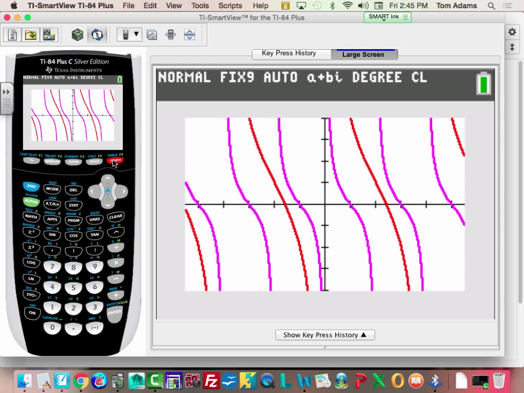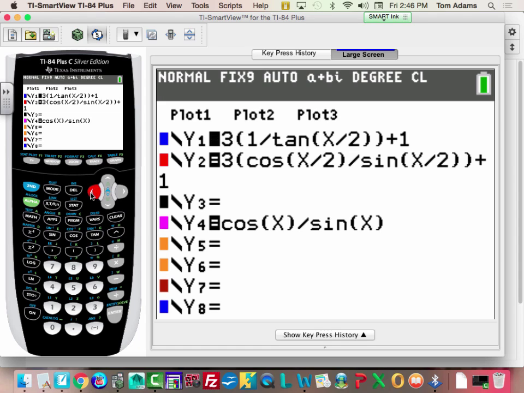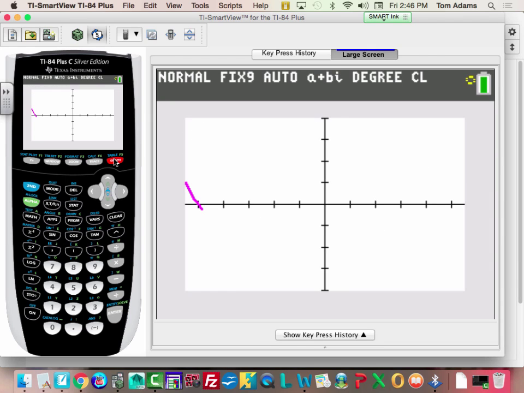In cotangent? Yeah, so let's look at cotangent for just a second. Let me turn everything off except for cotangent. So let me turn this off. So now we're going to talk about cotangent. But you can just hit enter to turn off, as long as you're on the equal sign.